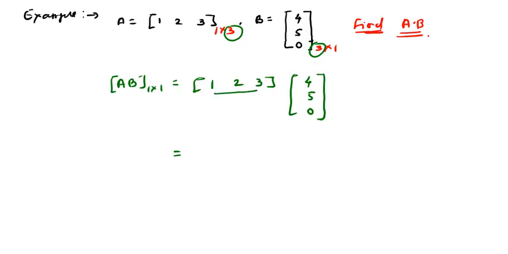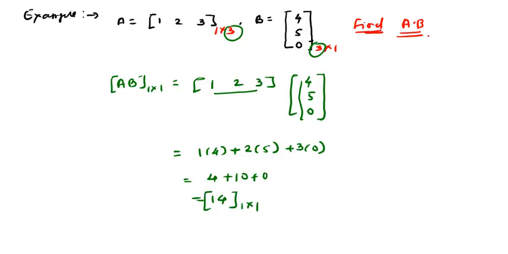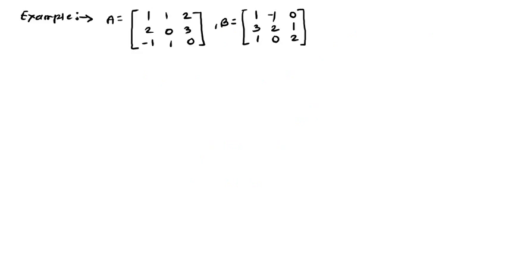So first row, first column. This will be 1 into 4 plus 2 into 5 plus 3 into 0, which is what? 4 plus 10 plus 0, which is 14, and this is a matrix of order 1 by 1. Okay, that's it. That is the multiplication of the matrices.